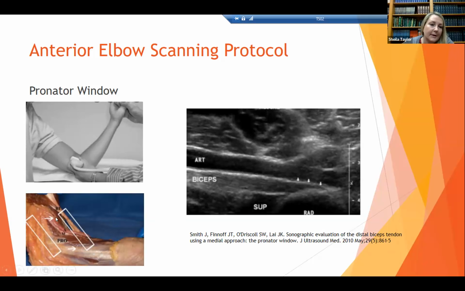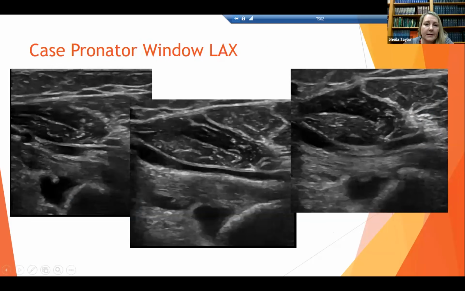As you do that, again, your probe is coming straight down the humerus and coming anterior. Your probe will be perfectly positioned to visualize that biceps tendon in long axis as it inserts on the radial tuberosity, using that pronator as a window to view that. So this is normal anatomy here from their article. And then we'll pull up my images from my case.